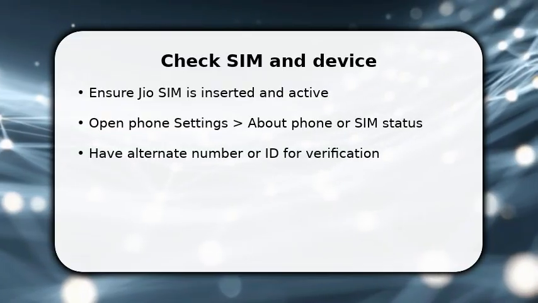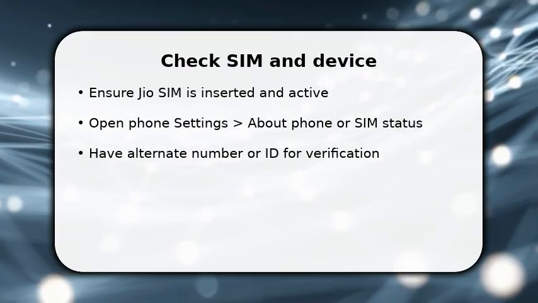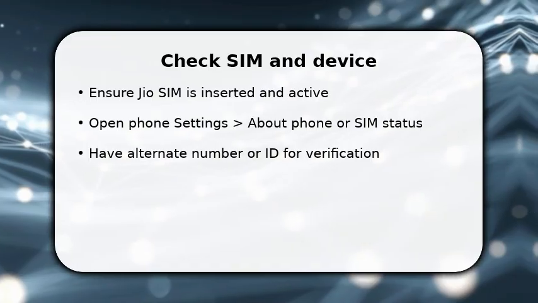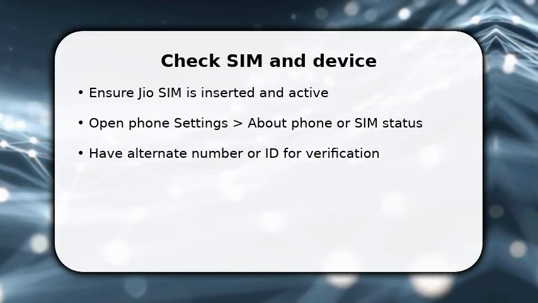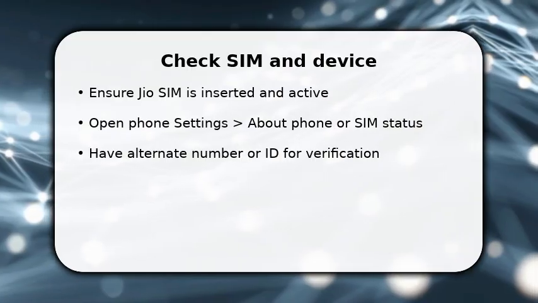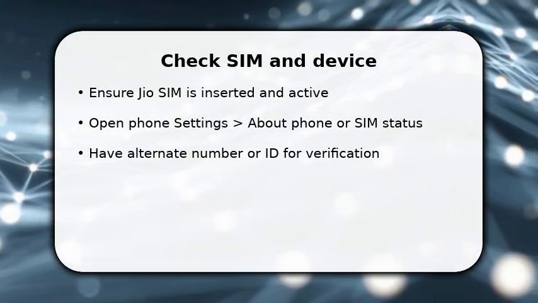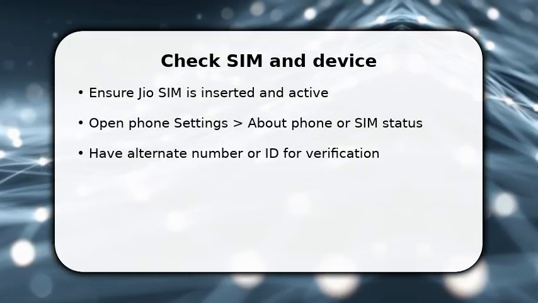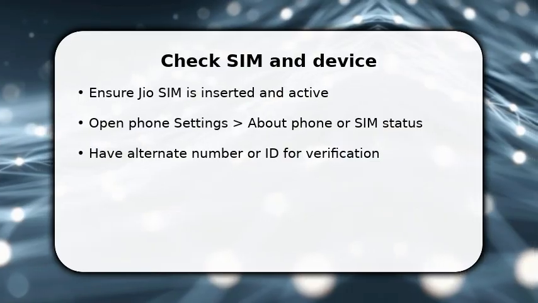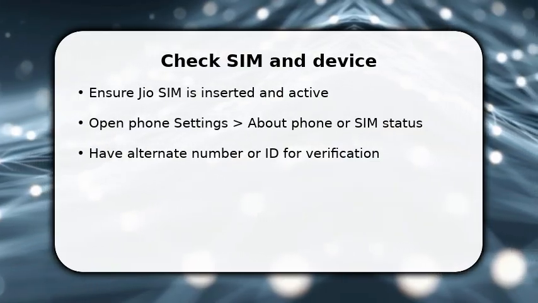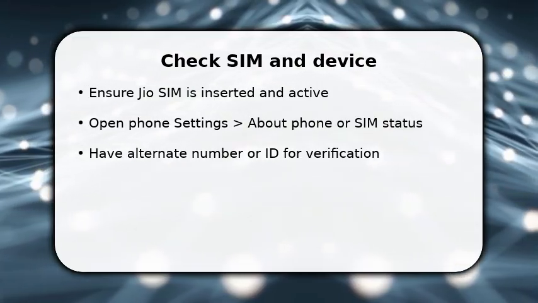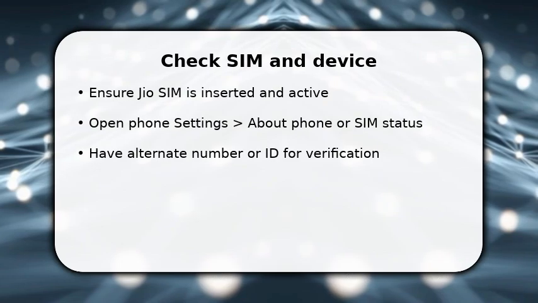You start by confirming the Geo SIM is properly inserted and the line is active. This prevents wasted steps. Once done, open your phone settings and go directly to About Phone or SIM Status to view the primary number field. If the number is not shown, make sure mobile data or network service is on, because some devices display SIM details only when registered. Keep an alternate contact or ID ready for verification if the carrier prompts you.